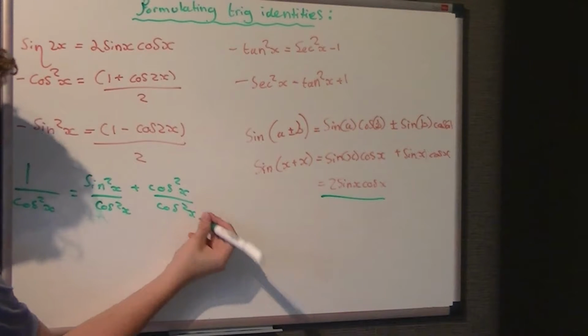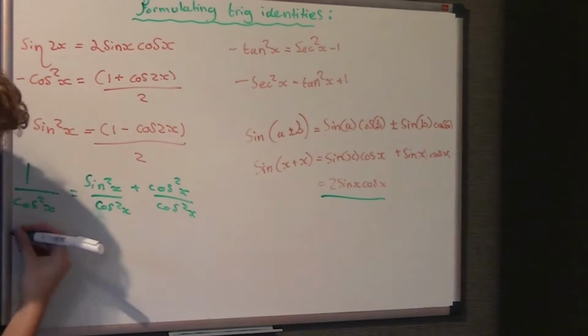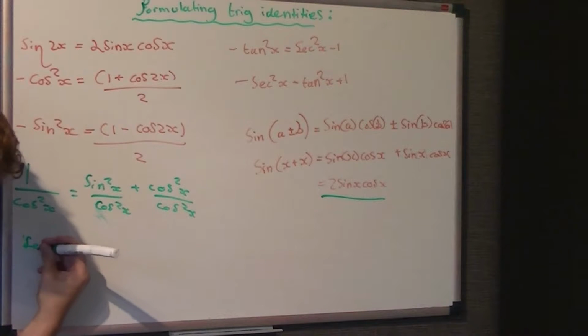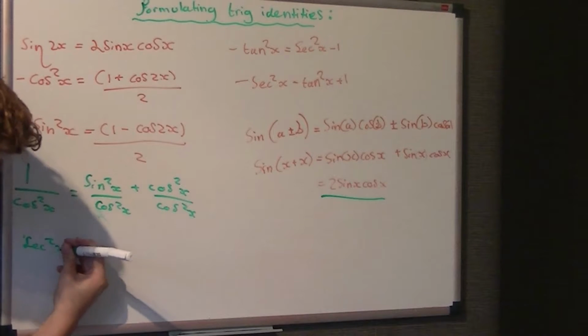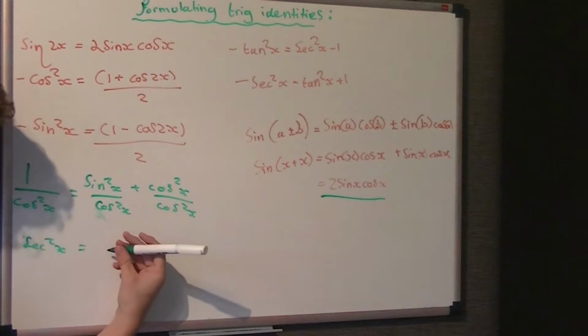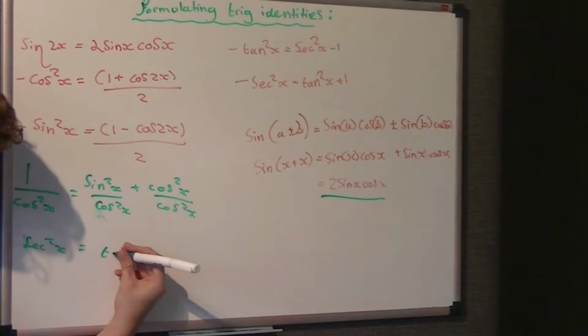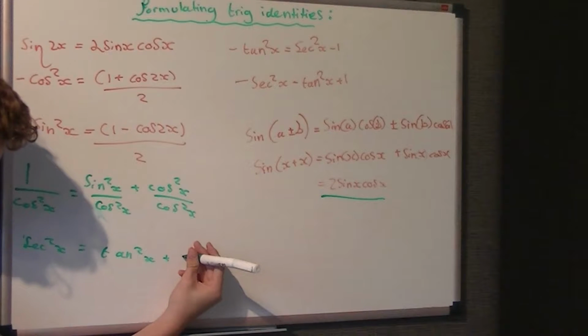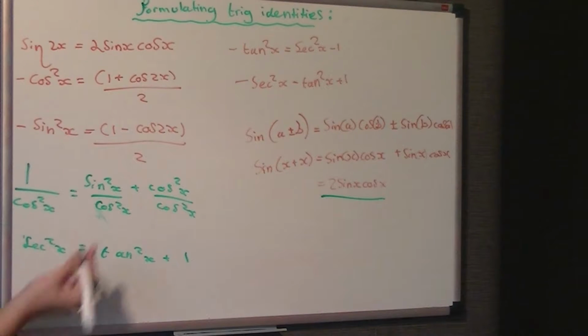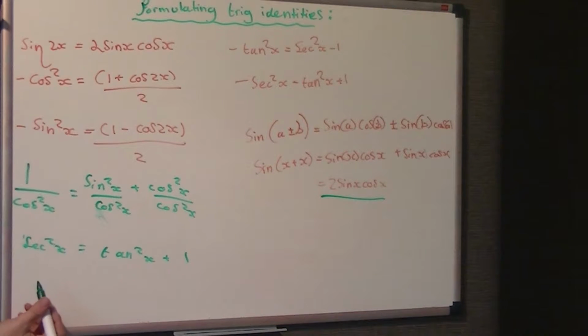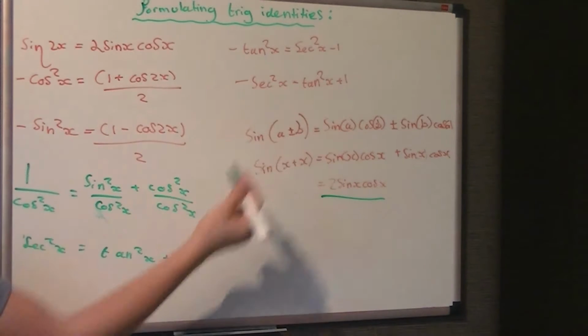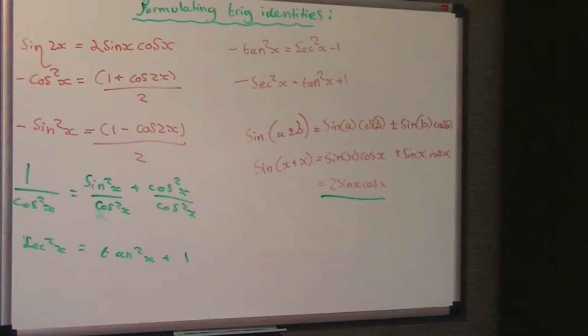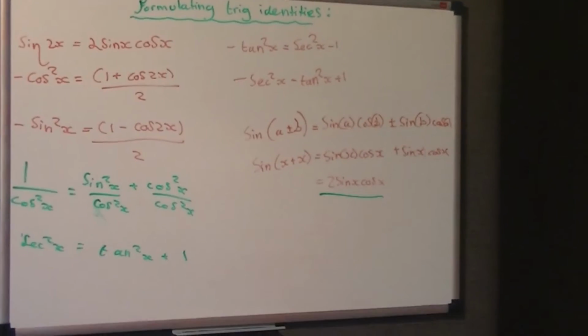Simplify that down. 1 over cos is your sec x, so sec squared x equals, sin x over cos x is tan, so your tan squared x, plus your cos squared x over cos squared x, which is 1. Obviously cos squared x over cos squared x is the same as cos x over cos x. So that's just a rearrangement of this. I'll just move back to make sure you can actually see that.